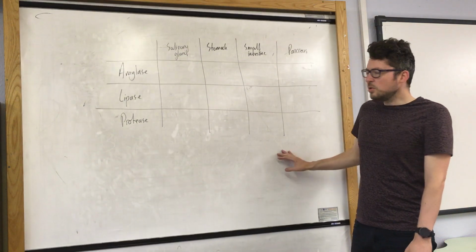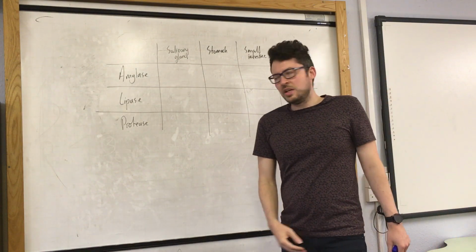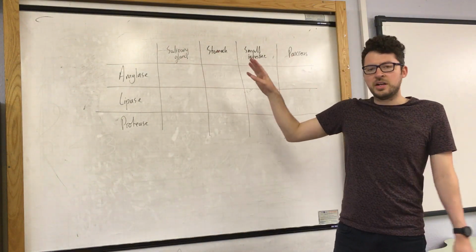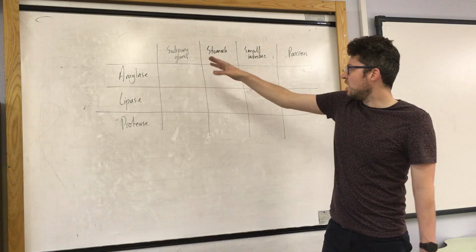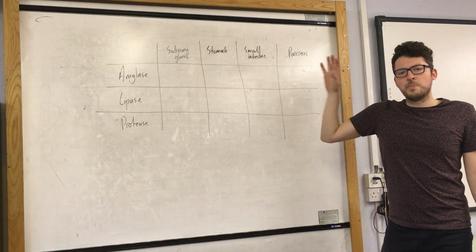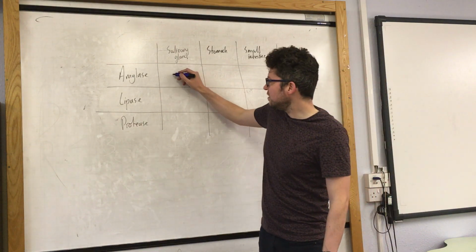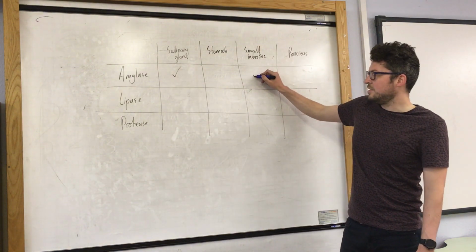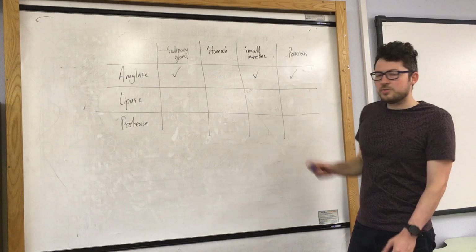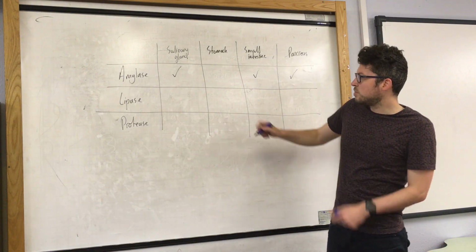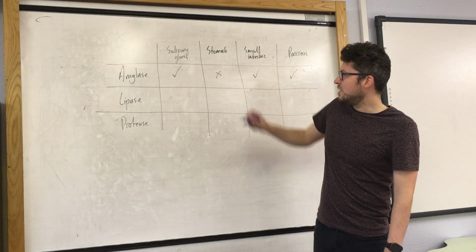We also need to know where they're produced. So there are four different parts of the body where they could be produced: salivary gland, stomach, small intestine, or pancreas. So amylase is produced in the salivary glands, the small intestine, and the pancreas. So in three of those places, but not produced in the stomach.